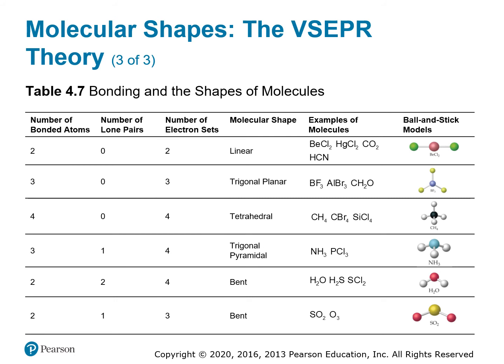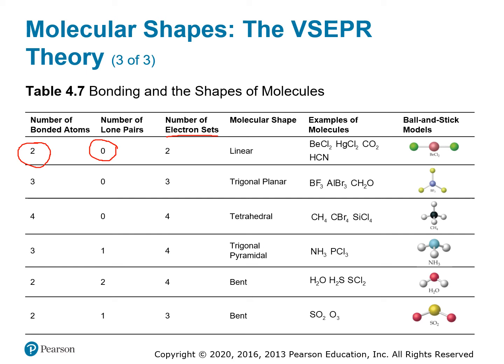Okay, so whenever you have two bonded atoms, and there are no lone pairs of electrons, because you have two bonded atoms, the two bonds are then referred to as the electron sets. So you have two electron sets, and this is the simplest shape. It's a linear shape, right? And the examples are beryllium chloride, mercury chloride, carbon dioxide, or HCN, where you have a central atom and two atoms separated by 180 degree angles in a linear shape. That's one of the easiest ones.